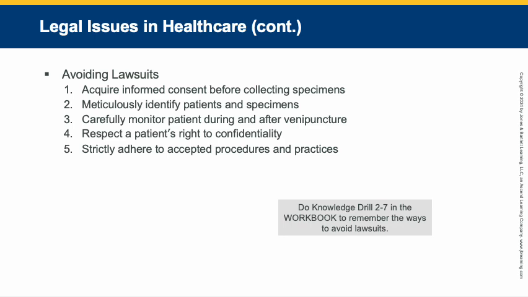Number 1, acquire informed consent before collecting specimens. Number 2, meticulously identify your patients and your specimens. Number 3, carefully monitor the patient during and after venipuncture. Make sure they don't walk down the hall and fall out after they leave you. Number 4, respect a patient's right to confidentiality. Number 5, strictly adhere to accepted procedures and practices.